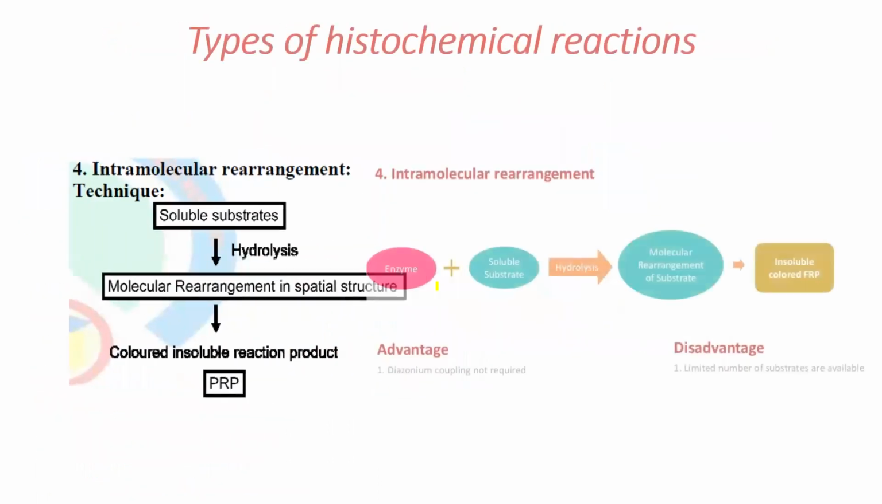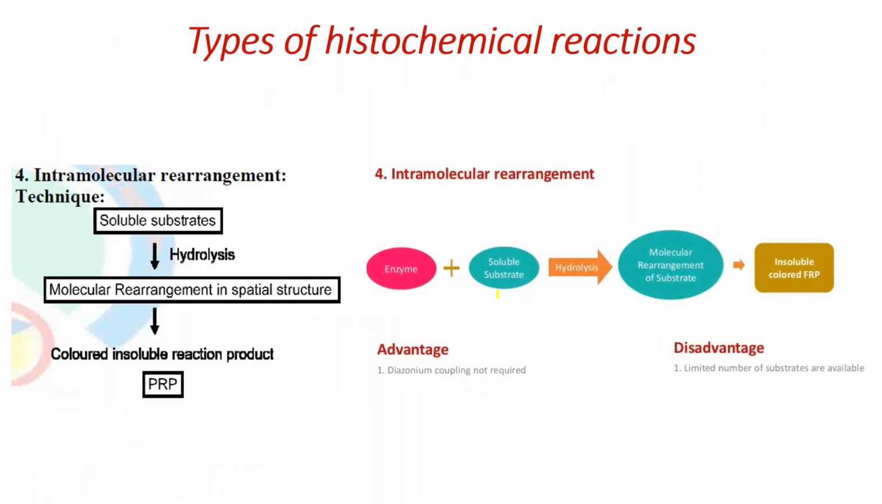Let me show it diagrammatically. We have an enzyme, we added a soluble substrate. Now it rearranged the substrate molecules, then it gave a color upon secondary addition. Here also there is no salt requirement, and only a limited number of substrates have this property. So these are the four reactions of enzyme histochemistry.